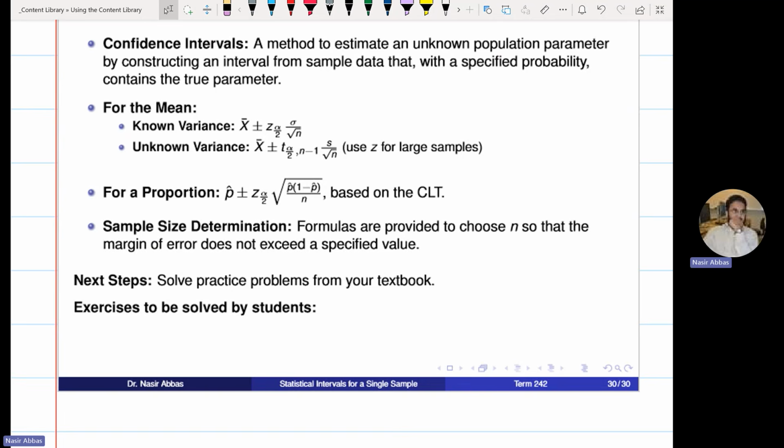Formulas were given to us for estimation of sample size for mean, also for the proportion. Two different formulas are given to us. We need to use those formulas. For the proportion, there were two cases in the sample size estimation. Either the prior estimate for P is given to you or it is not given to you. If it is not given to you, you use 0.5 as a prior estimate for P.